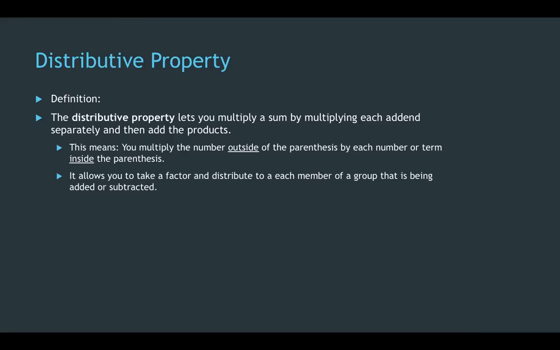The official definition of the distributive property is that it lets you multiply a sum by multiplying each addend separately and then adding the products together. Whoa, that's a lot of words, and I know that we've talked about addends, but it was just in passing. So what does that really mean? That means that you multiply the number outside of the parentheses by each term inside of the parentheses.